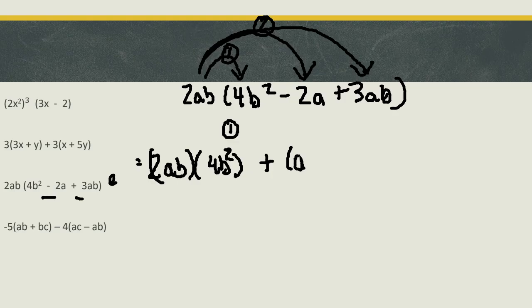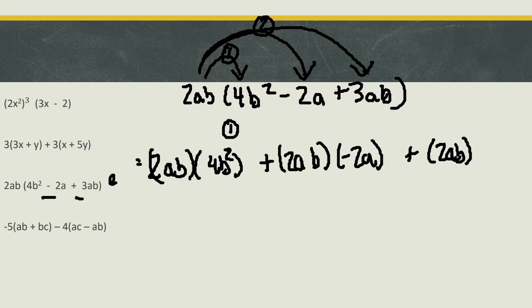Okay, so we have 2ab now times a negative 2a. That's the second term in there. Then I also have 2ab, look, I did it right that time, times 3ab. So this is my second arrow, and this is my third arrow. That's where those come from. I have 3 because I have a trinomial inside the brackets.